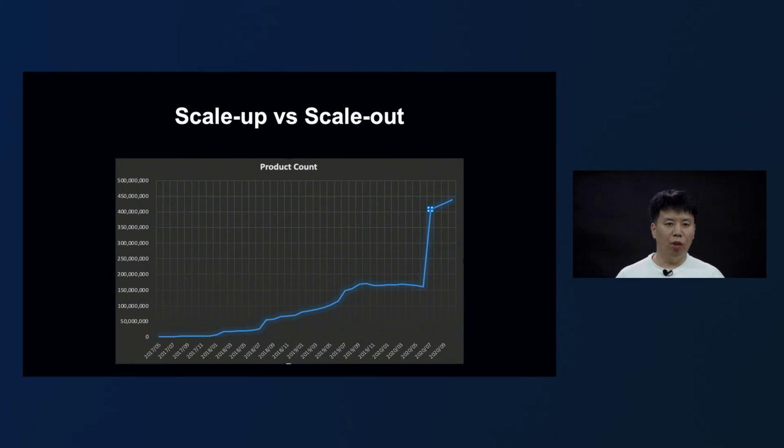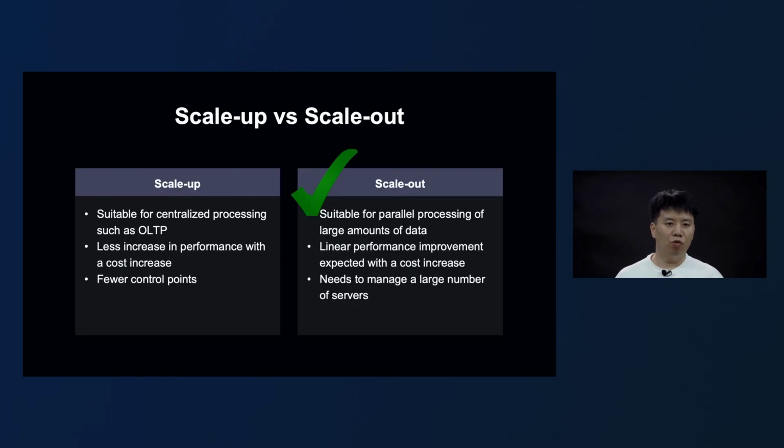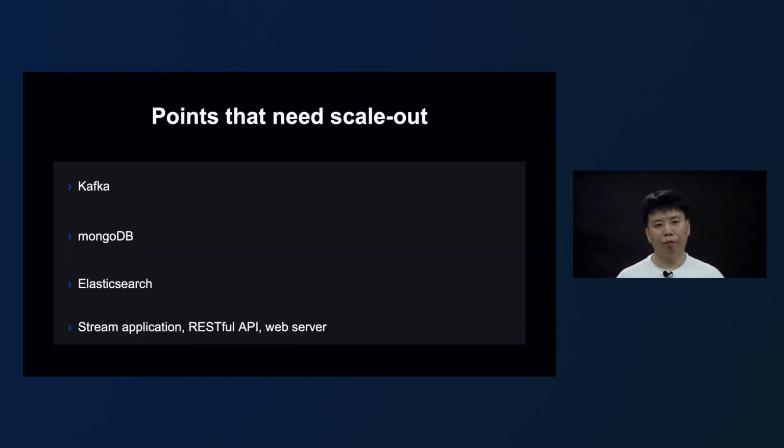Currently, the e-commerce market is growing exponentially, and the number of products in Line Shopping in January 2019 was 8 million, and it's now at 450 million. Considering this trend, in order to handle the increasing number of products and data processing, scale out is more suitable than scale up.